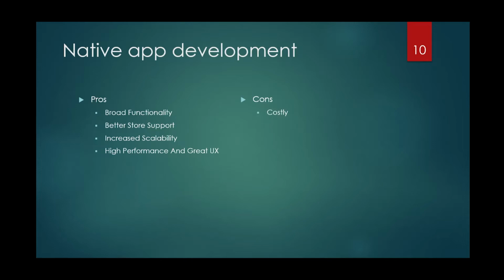But native app development has some cons as well. First of all, it is costly. As I mentioned, if you want to have access to both markets, you have to build two applications. So at least you need a duplicated budget. And it is time consuming. This is also clear. When you have to build two separate applications, you have to spend duplicated time on the applications as well.